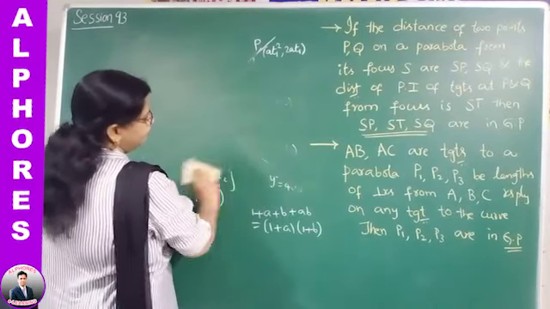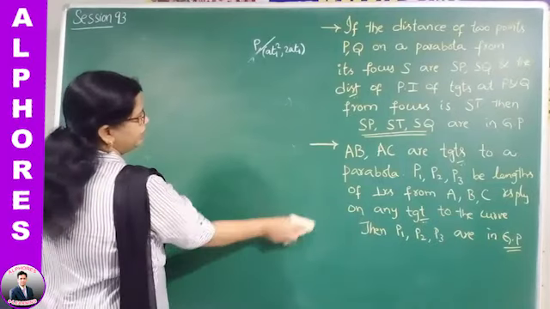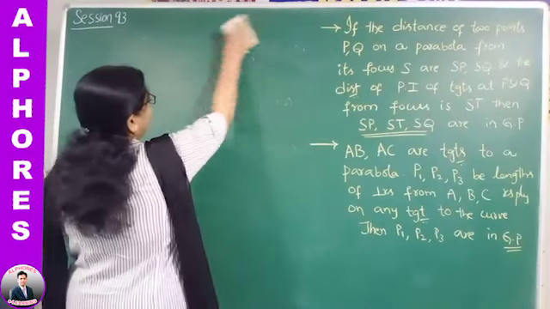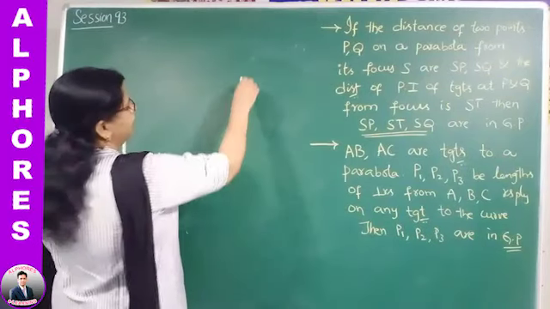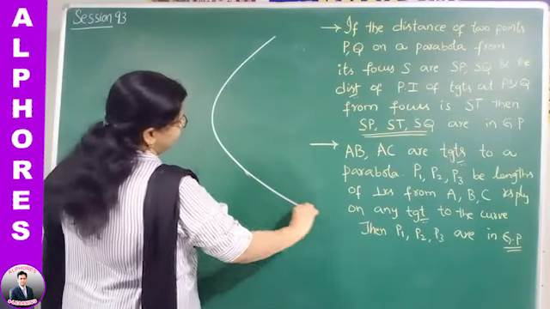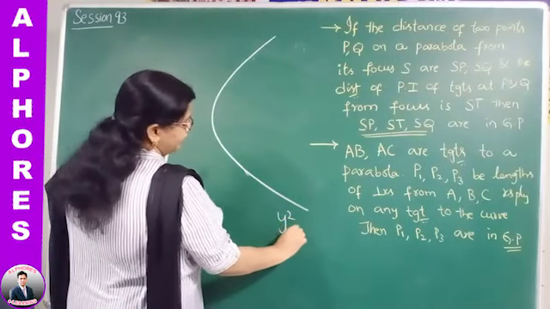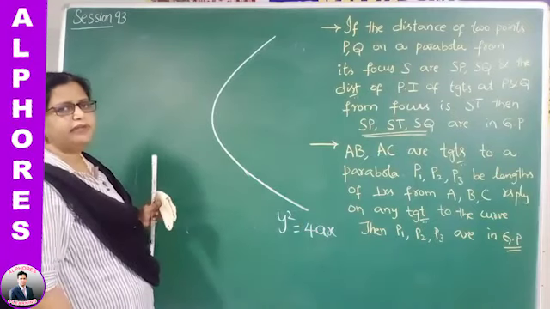What is the data given in the problem? The data given is that AB and AC are two tangents. AB and AC are given as two tangents to a parabola. Again we are taking the standard form. What is the standard form, students? Here it is y square equal to 4ax. So this is the standard form we are taking.